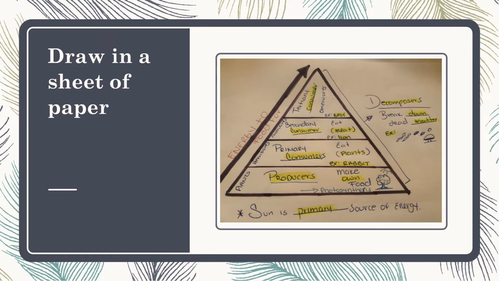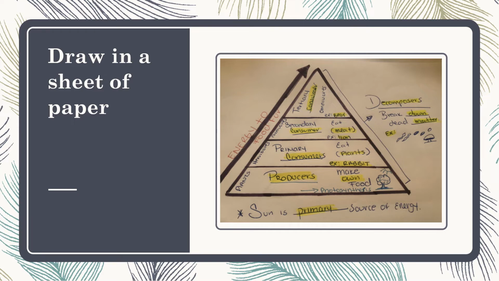Let's review our strategies for food webs. Remember that the sun is the primary source of energy. The sun gives the energy to the producers. Producers are plants. They make their own food. Then the producers give their energy to the primary consumers. They are the ones that eat the plants.